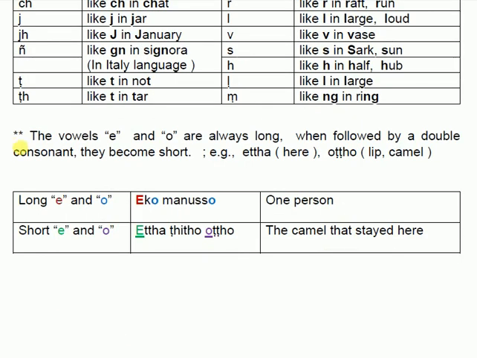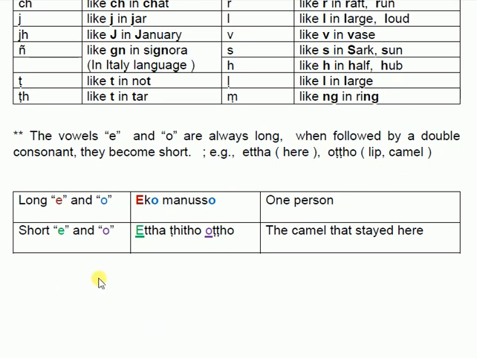And here, you have note with the two star mark. Let's read it. The vowels E and O are always long when followed by a double consonant. They become short. Example: etta, here; otto, lip or camel. Alright.